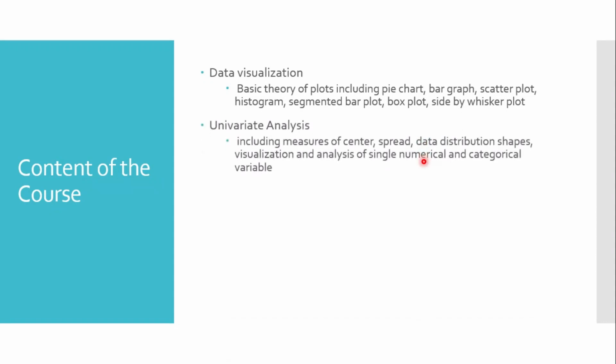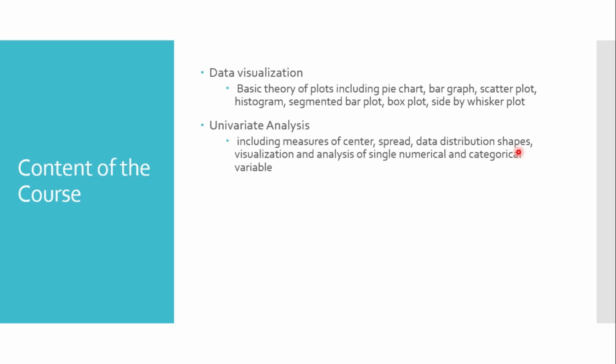Then suppose we have one variable, one numeric variable or one categorical variable: how are we going to analyze that single variable? What are the options for analysis? We're going to study the center of the data, the spread of the data, and data distribution shapes, like whether it is normal or not normal.